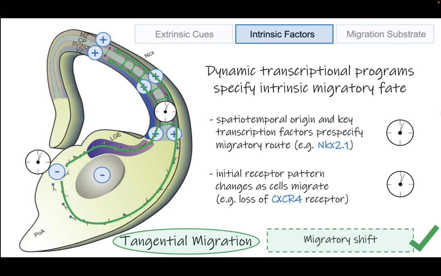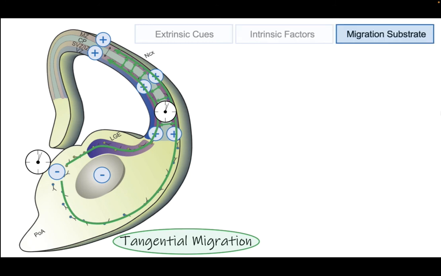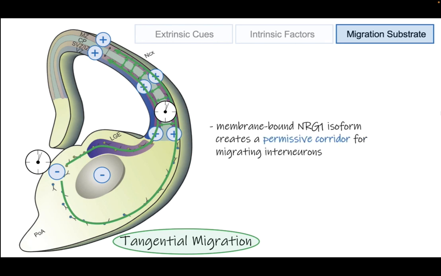The last question that remains is how these migratory signals can be maintained over such a long distance, and if there is a supporting migration substrate. One helpful thing to know is that the chemoattractive neuregulin 1 does not only get secreted in the cortex, there is also a membrane-bound isoform. This allows neuregulin 1 to also act as a short-range attractant, creating a permissive corridor for migrating interneurons.